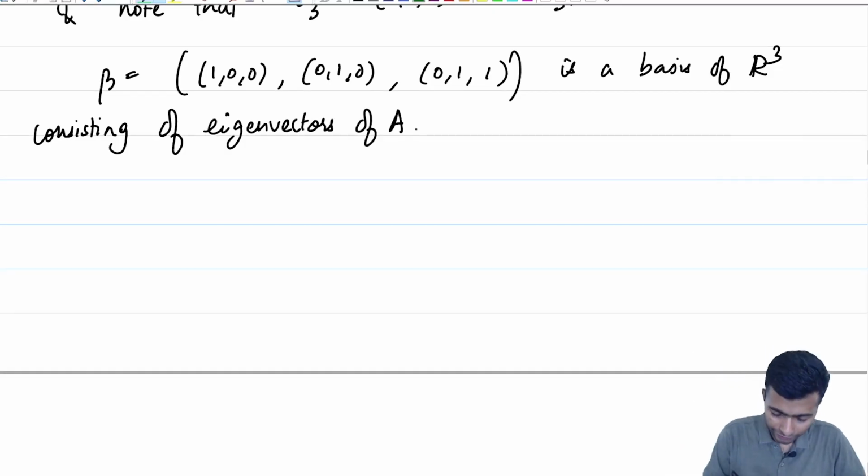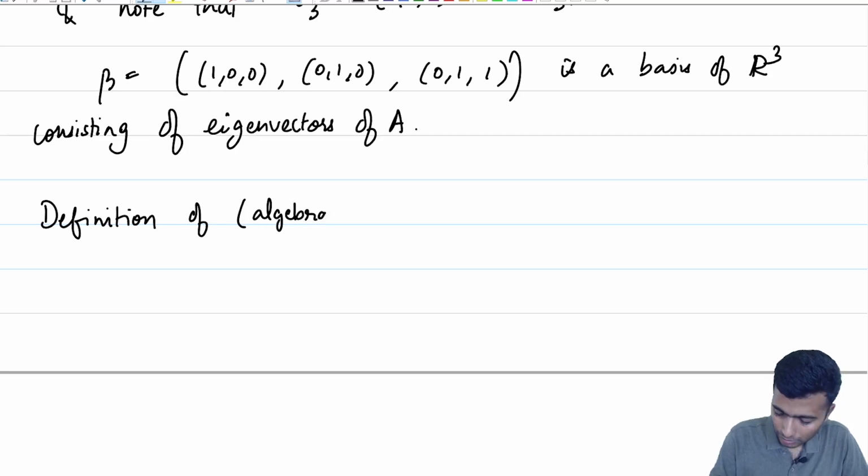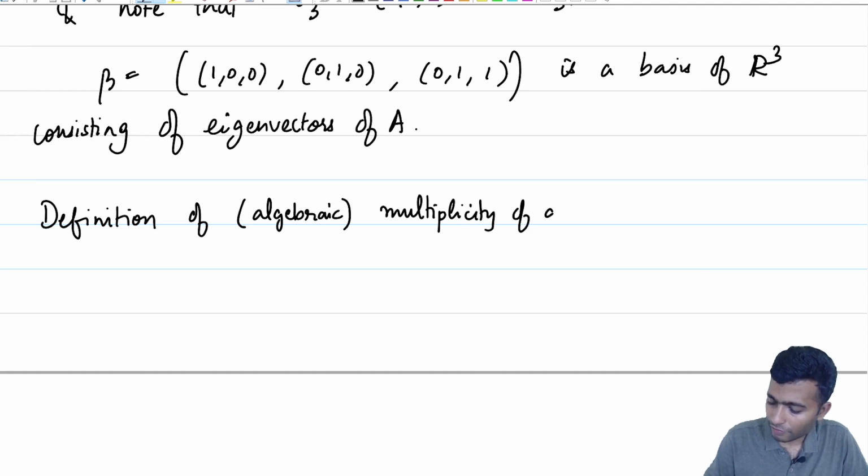So, let us start with a definition. Definition of the multiplicity of an eigenvalue. Let me put in a bracket the word algebraic: algebraic multiplicity of an eigenvalue.